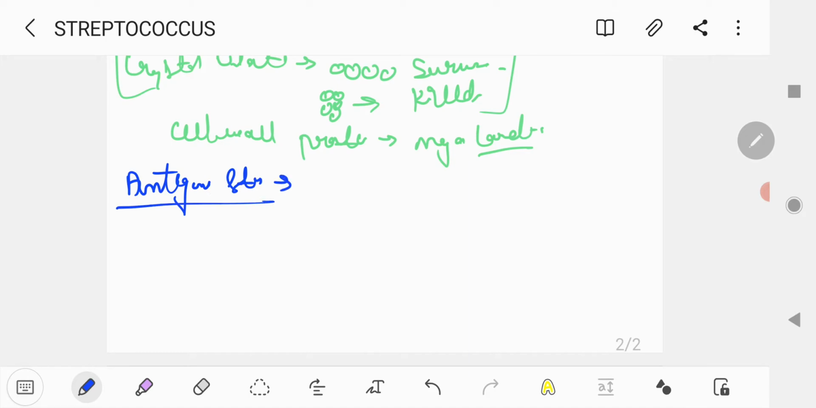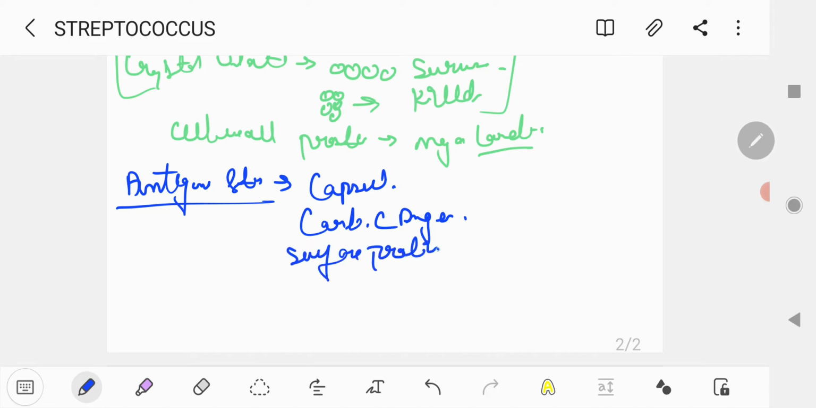In antigenic structure there are majorly three: capsule, carbohydrate C antigen, and the third is surface protein. Surface proteins are different types of protein like M protein, and they mimic the cells of the human body.